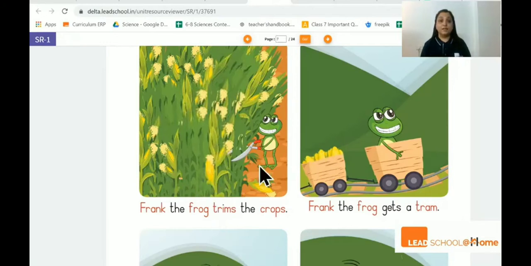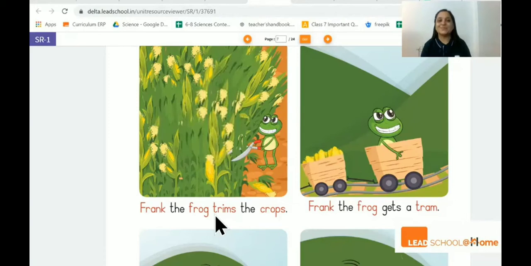Now look at this picture. Who is this? Yes, this is Frank the frog. And what is he doing? He is using scissors to trim the crop, right? Now let's read the sentence. This is Frank the frog. Now read this blend.